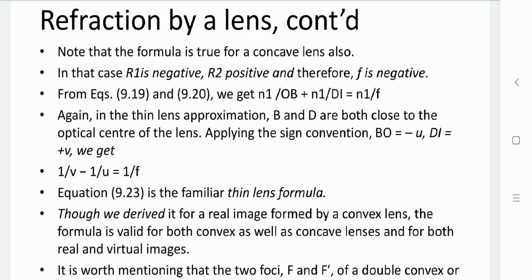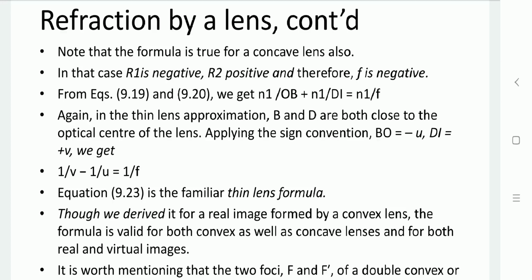If we rewrite the above equation, then n1 by OB plus n1 by DI equal to n1 by f. That is the equation we have. Let us rewrite it by taking the sign convention. So we get OB equal to minus u, DI equal to plus v, and the equation becomes 1 upon v minus 1 upon u equal to 1 by f. This equation is known as the thin lens formula.